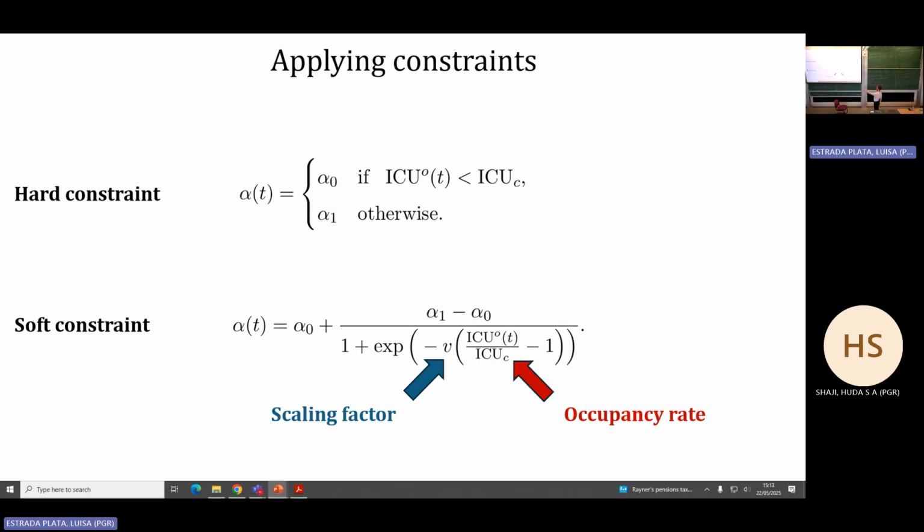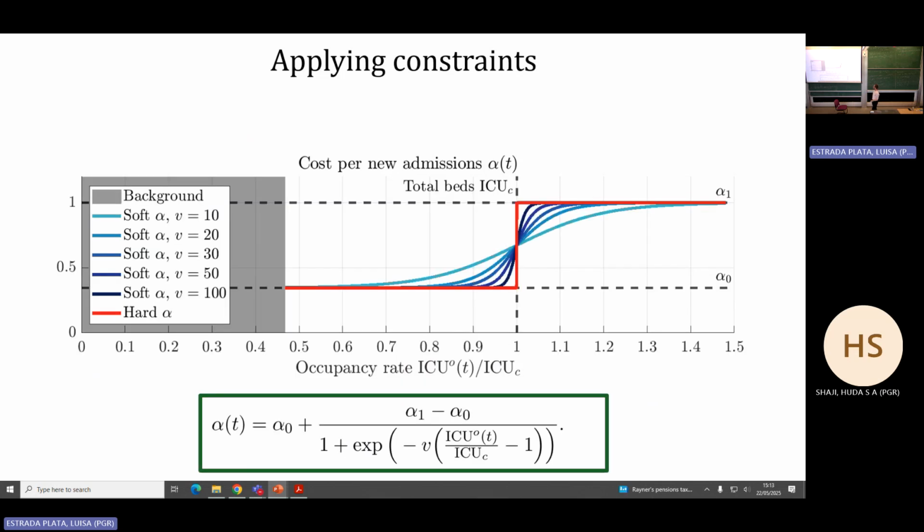So here, this is the occupancy rate, and we have some scaling parameter V. So the idea is you have your hard constraint here where people modeling before are just assuming that nothing is happening to your cost per patient until you get to this line, ICU beds are saturated, and you get a really high cost. And the soft constraint is basically just relaxing that. So decreasing V is going to smoothen out this curve.